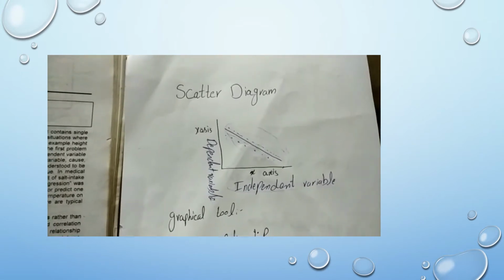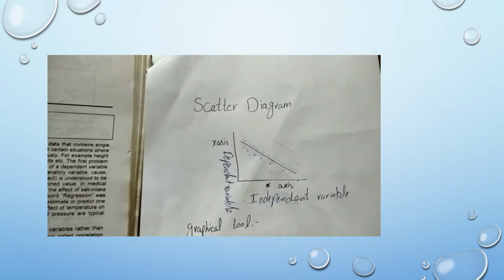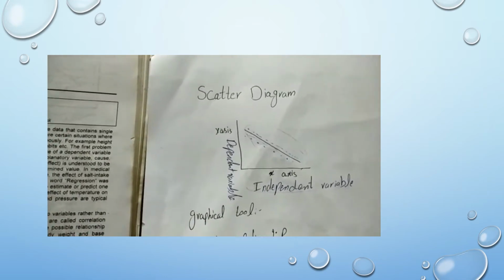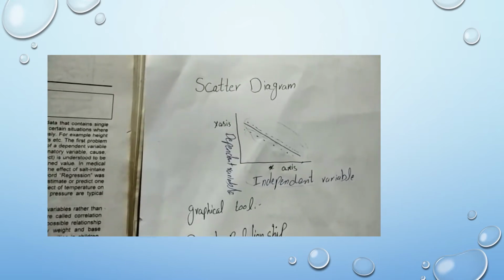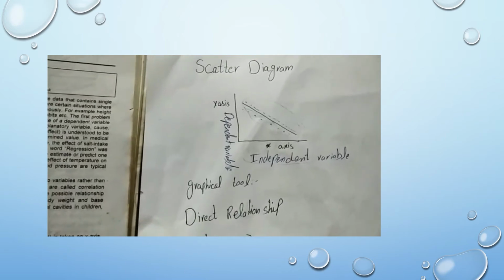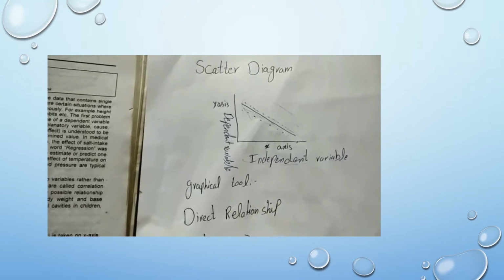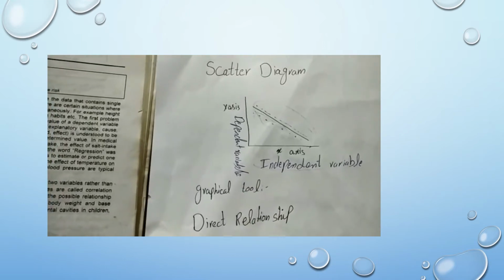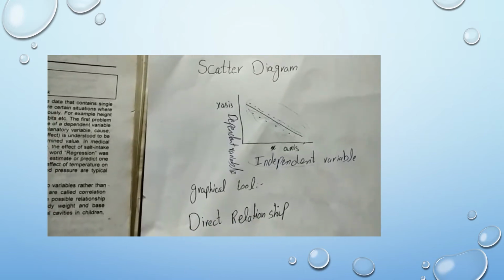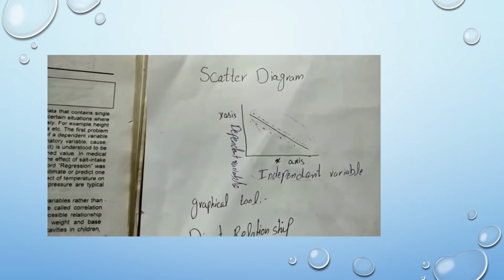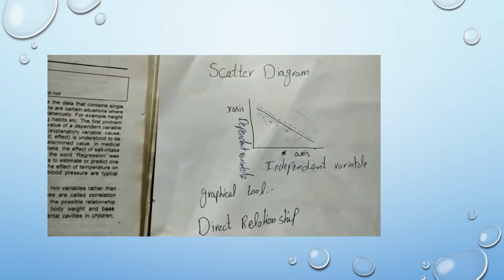Scatter diagram. This is a scatter diagram in which dots are the indication of the scatteredness of the data. And there are two axes, the y-axis and the x-axis. The dependent variable we take on the y-axis, and the independent variable is taken on the x-axis. So it is a graphical tool. It represents the relationship between two variables, the independent variable and the dependent variable.